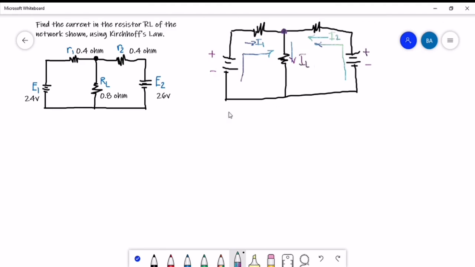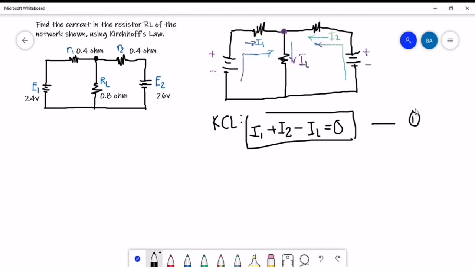So at this point, we can now use the KCL. Applying Kirchhoff's current law, we could say that our I sub 1 is positive. The one that enters the node is a positive current, plus I sub 2, and since our I sub L leaves the node, this is a negative I sub L. As stated in Kirchhoff's current law, the algebraic sum of the currents is equal to 0.